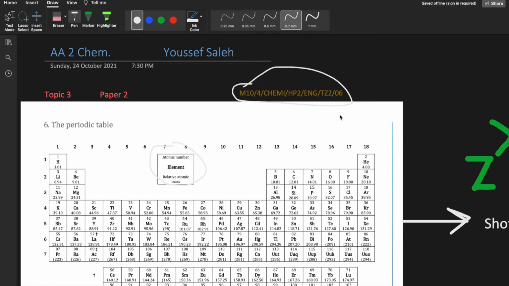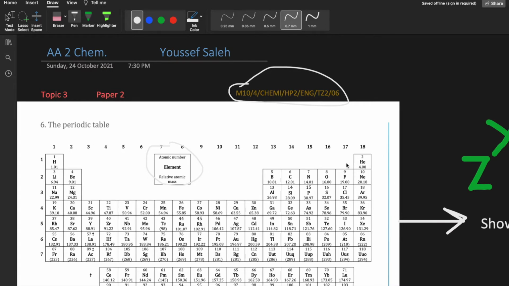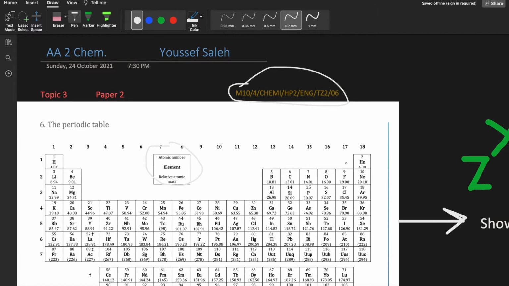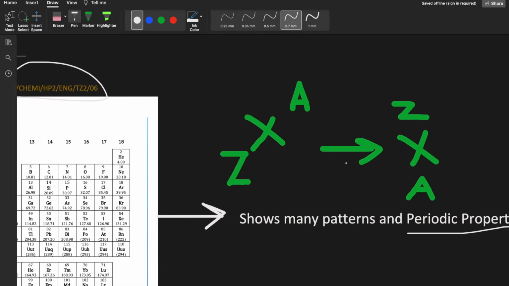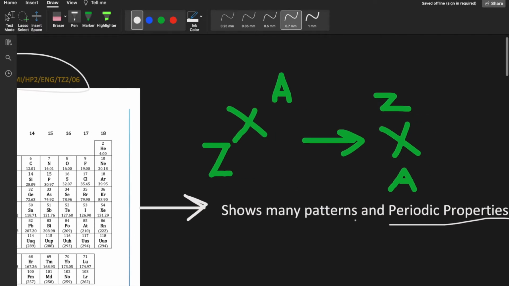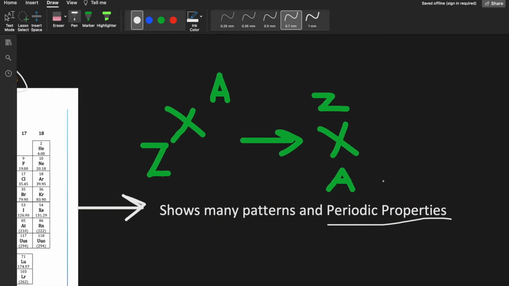To be able to solve this question, you need to have a periodic table beside you, and you will be given this in the paper 2 exam with the data booklet. The context we're given for the question says that a periodic table shows many patterns and periodic properties. And this is the format of the element box in this question. X is the element, Z is the atomic number, and A is the atomic mass. And this will be the format in most of the periodic tables.